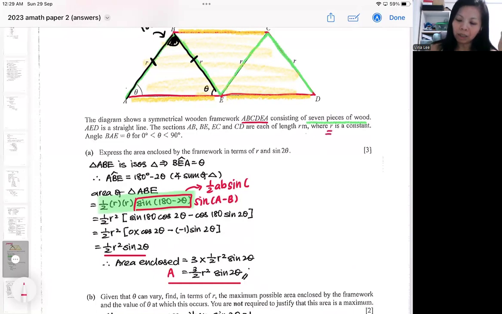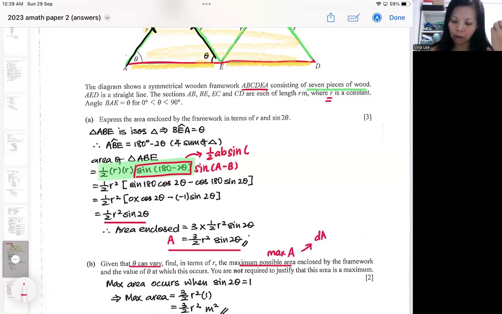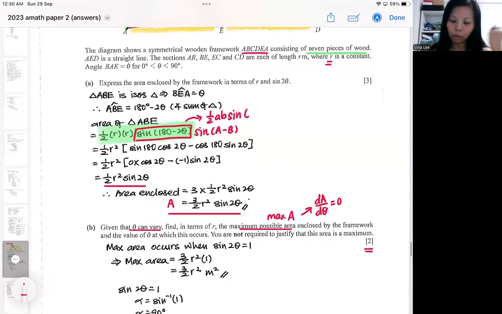And we know that the radius is constant. The only variable is the theta. So they say theta can vary. When theta can vary, and if you want the maximum area, usually you can also do dA/d theta equal to 0. If you do that, you won't get it wrong, but I didn't bother to try because it's only 2 marks.